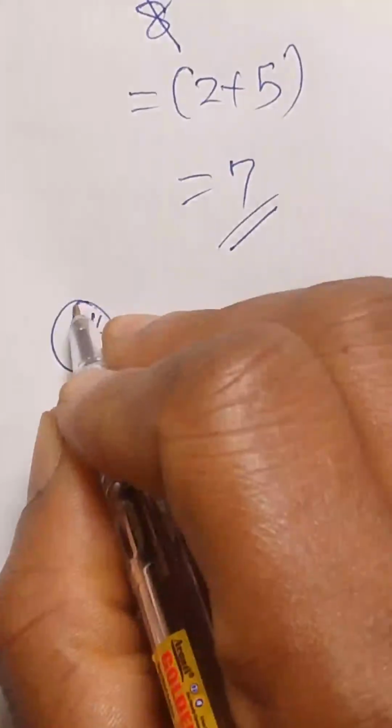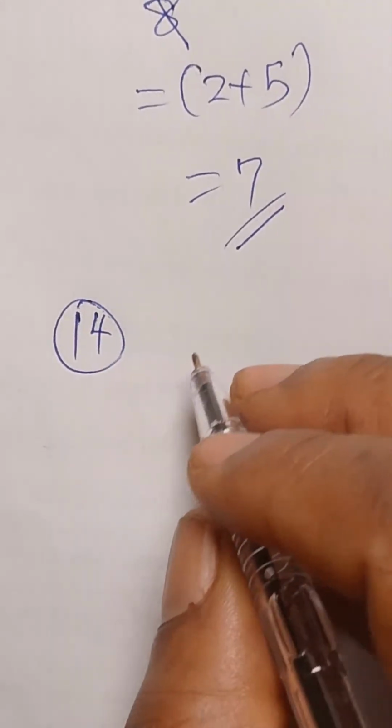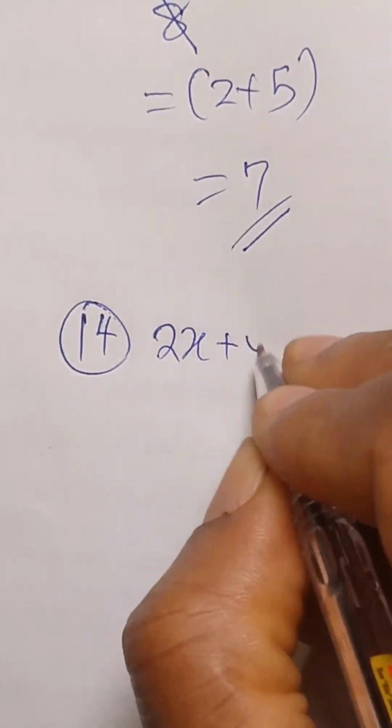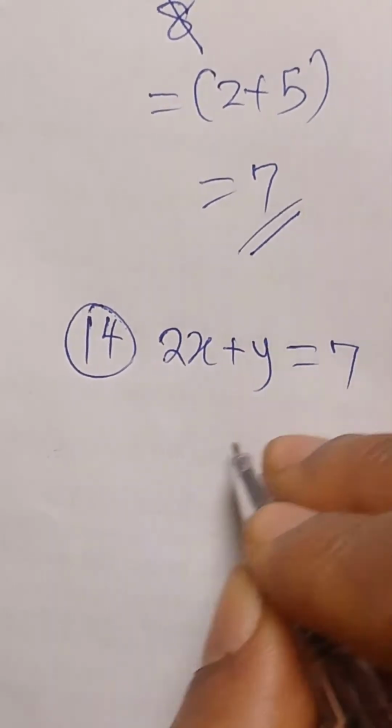Okay, so we have question number 14. Question number 14 says 2x plus y is equal to 7.